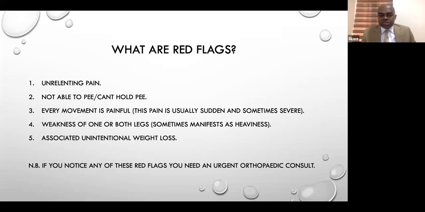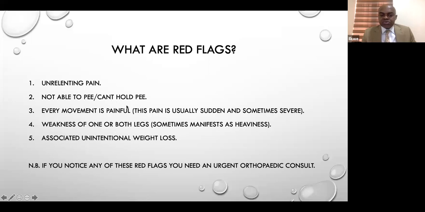There are some things we call red flags. Red flags mean that this is a sign of a danger sign. It's a sign that something serious is going on and might get worse if you don't intervene on time. One of them is unrelenting pain. So pain does not get better with any position. Whatever you do, the pain is just the same. Usually at night when you should actually be having some relief, that's when the pain can even be worse. That kind of pain should not be kept at home and usually will mean something serious.